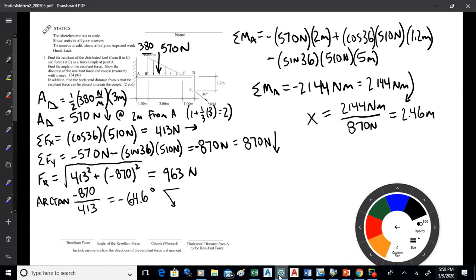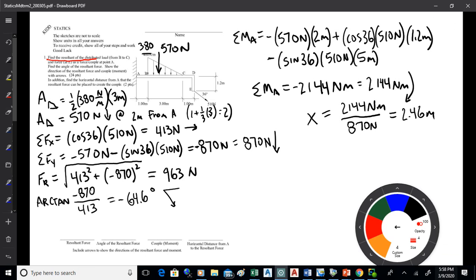Let's have a look at the midterm here. All right, this first term we want to find the resultant. So we want to find the resultant of the distributed load from B to C and the force at E, and we want to express that as a force couple at point A.